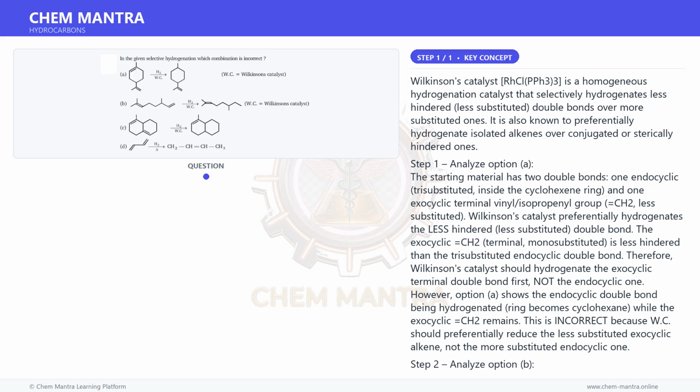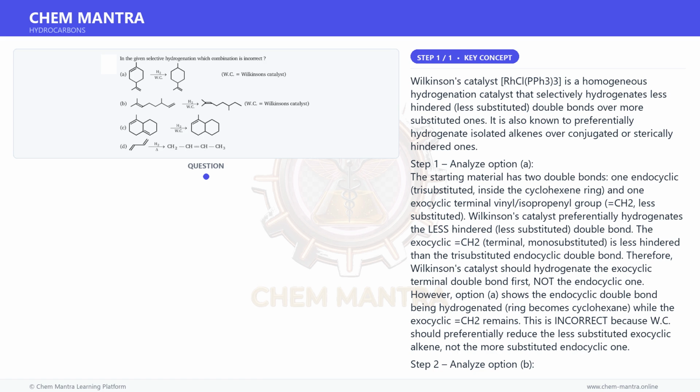Wilkinson's catalyst, RhCl(PPh3)3, is a homogeneous hydrogenation catalyst that selectively hydrogenates less hindered, less substituted double bonds over more substituted ones. It is also known to preferentially hydrogenate isolated alkenes over conjugated or sterically hindered ones.